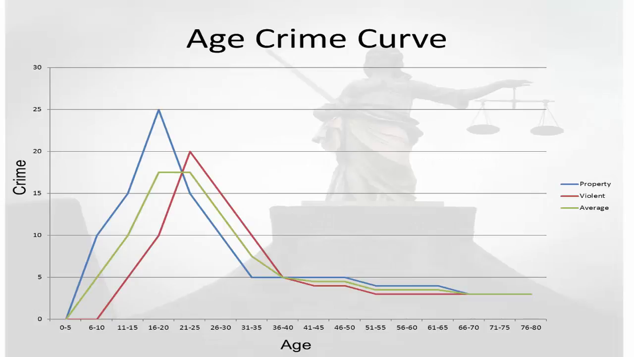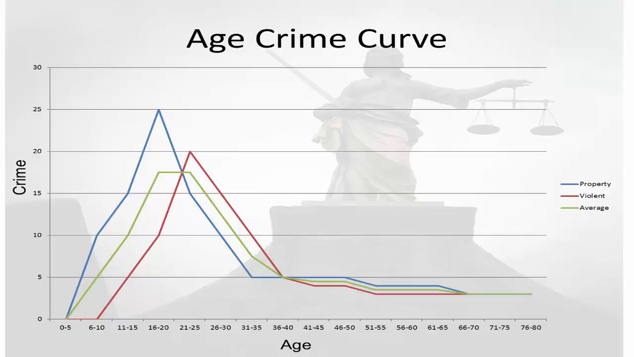And here's why. This is a very rough estimate of the age crime curve. The blue line represents property crimes, the red line represents violent crimes, and the green line represents average crimes, the average of both the property and the violent. When you plot age and crime, this is what it looks like. As you can see, most crime is occurring around adolescence.